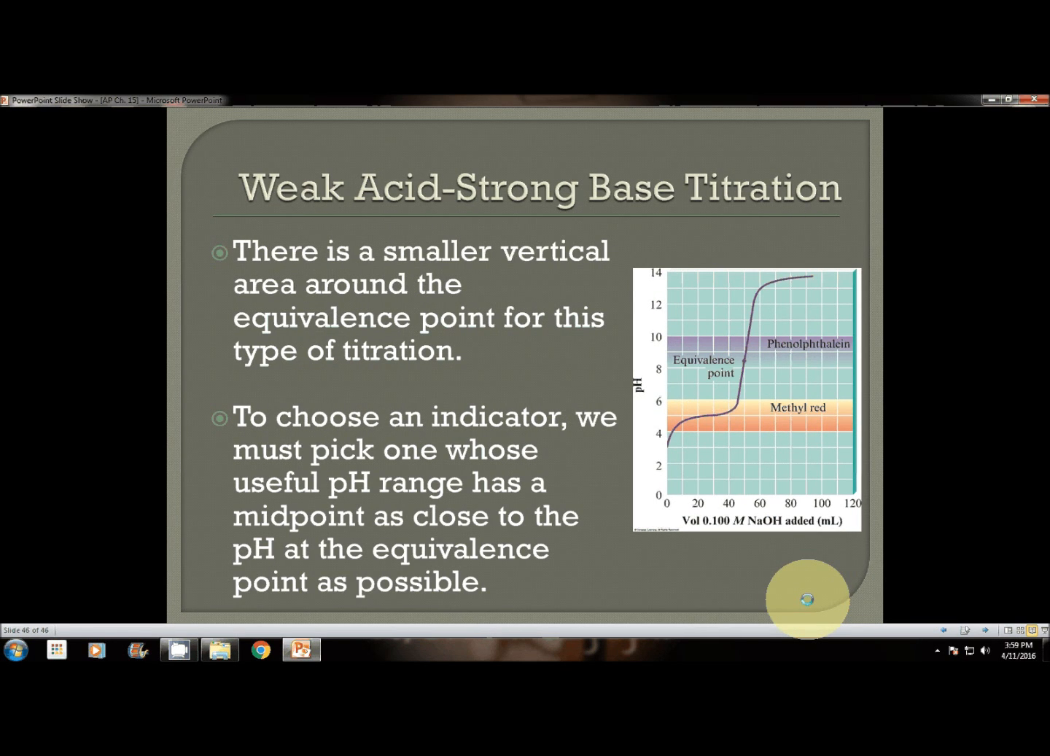If you have a weak acid and a strong base, which we also do very often, there's a small vertical area around the equivalence point for this type of titration compared to the strong. So to choose an indicator, we have to pick one whose useful pH range has a midpoint that's close to the pH at the equivalence point. Then it's easier for us to see.